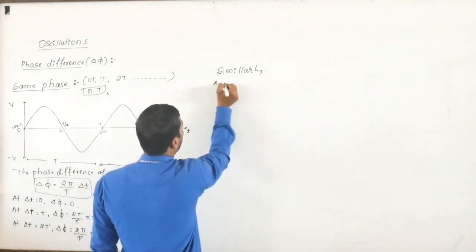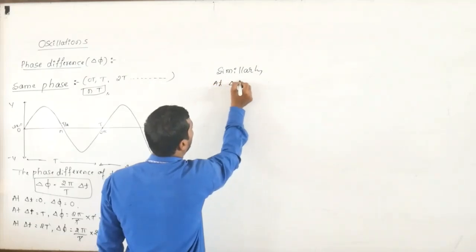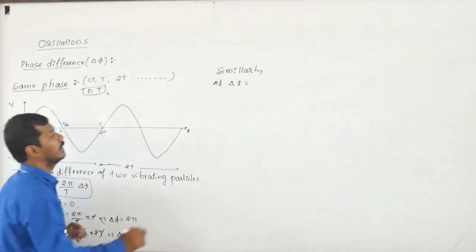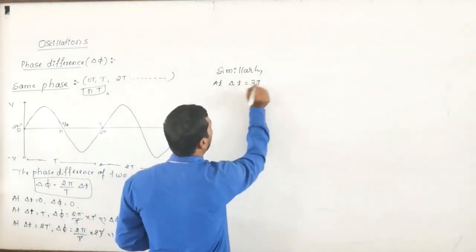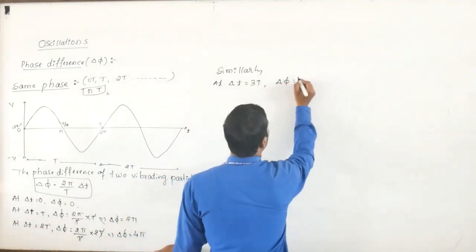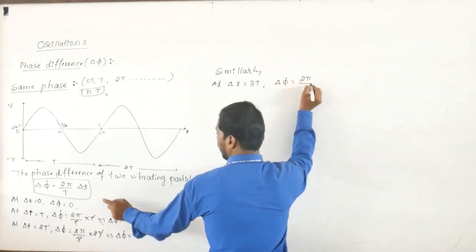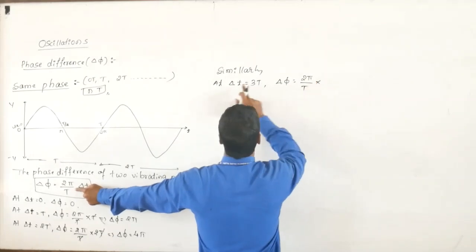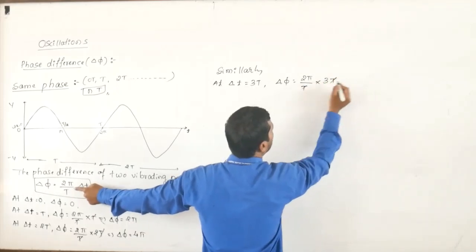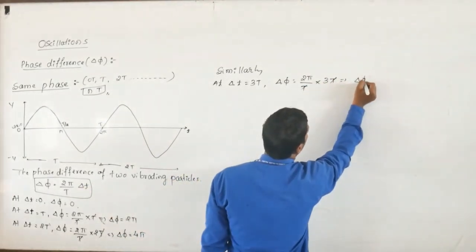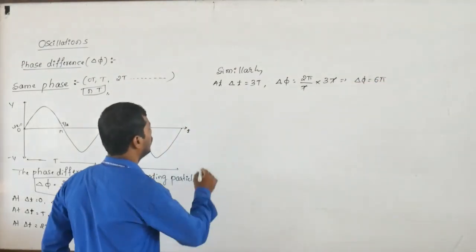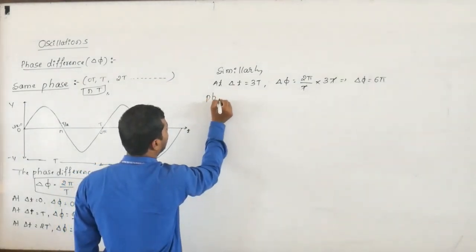If delta t is equal to 3 times t, then delta phi is equal to 2 pi divided by t into delta t, which is 3t. Then t gets cancelled. Again here delta phi becomes 6 pi. It is nothing but the phase difference.